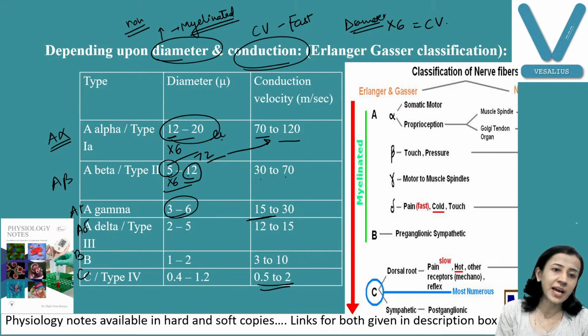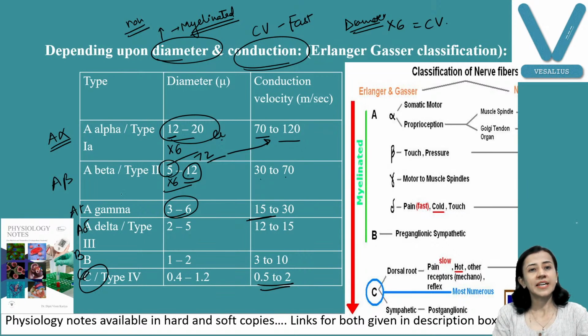Okay, these are unmyelinated fibers. Try to remember all these names, diameter, conduction velocity. I repeat, A alpha, thickest fiber, 12 to 20 micrometer diameter, the conduction velocity 70 to 120. A beta 5 to 12, 30 to 70. A gamma 3 to 6 micrometer diameter, conduction velocity 15 to 30. A delta, diameter 2 to 5, conduction velocity 12 to 50. Okay, B diameter 1 to 2 micrometer, conduction velocity 3 to 10. And C fibers 0.4 to 2 and conduction velocity is 0.5 to 2.